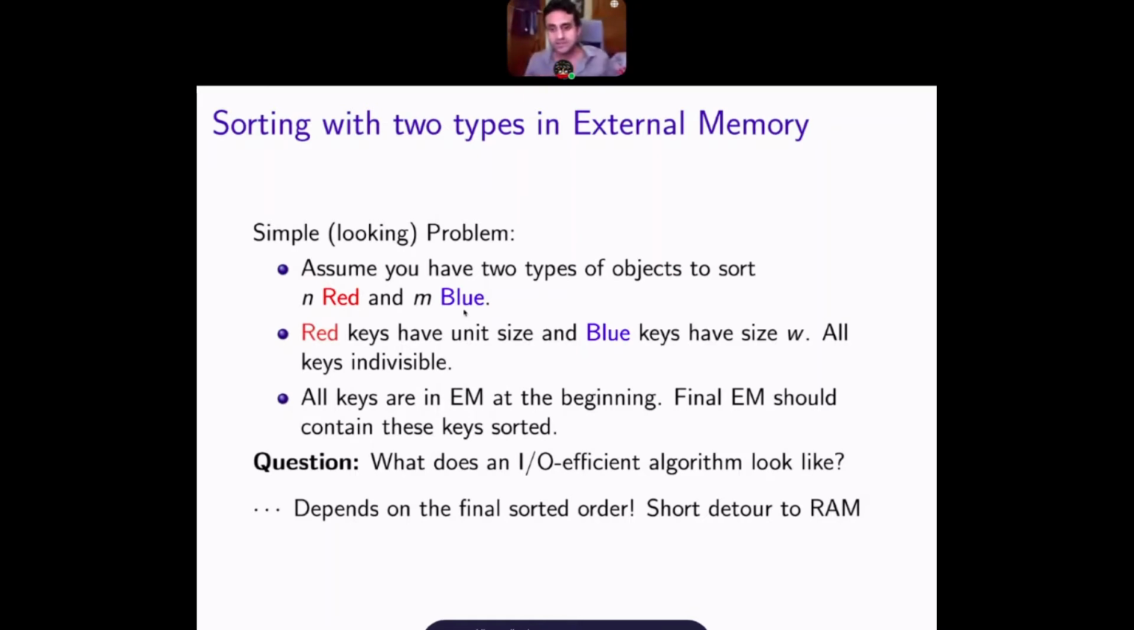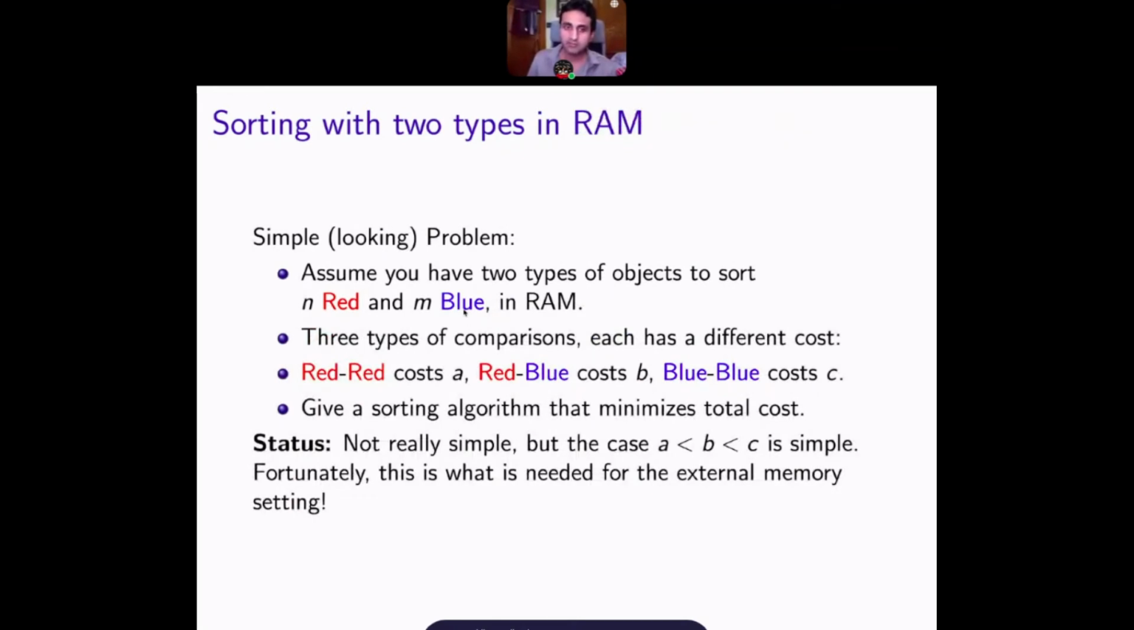So let's take a short detour to RAM, the setting that we are usually familiar with, to see a similar problem. So here's the similar problem in RAM. Again, you have two types of keys, n red and n blue. And since you have red and blue keys, you can have three types of comparisons, right? So let's say a red-red comparison costs A, comparing a red key to a blue key costs B, and comparing two blue keys costs C. And now I want a sorting algorithm that minimizes the total cost.